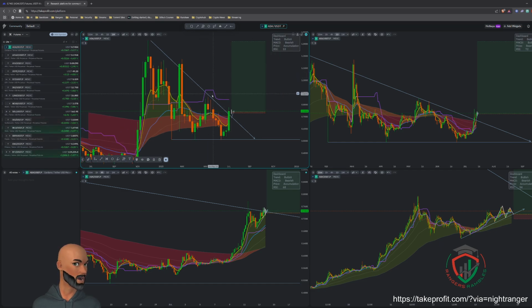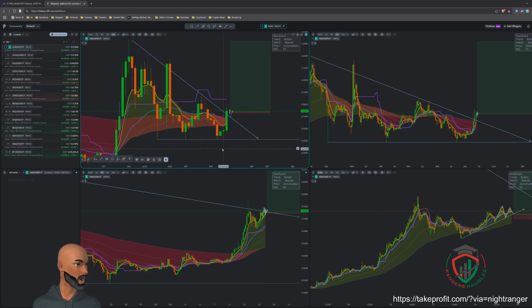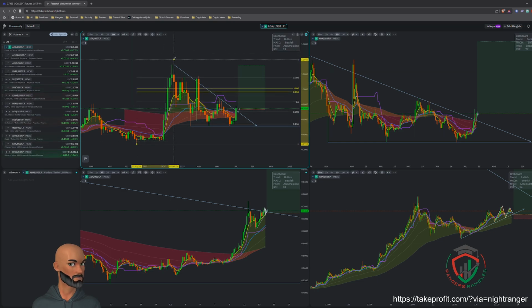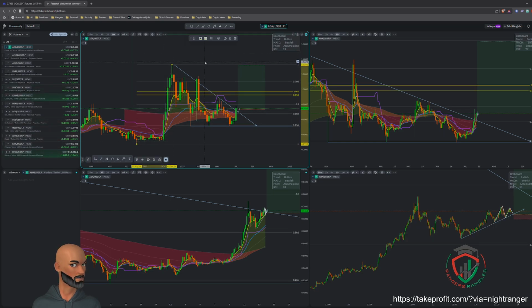Right, on the actual analysis side of things, though. See, ADA's quite hard to do analysis on because it doesn't really respect Fibonacci as well. Probably respects the, let me see if it respects these levels better.